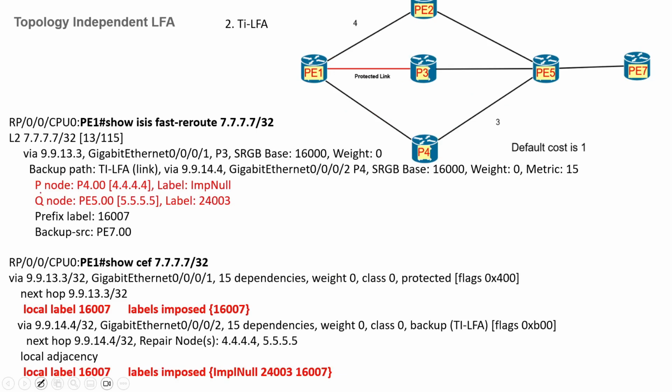So this is the case. P4 has become a P node, where we are using the implicit null because it's directly connected to PE1. PE5 becomes the Q node, where we are using the adjacency-sid, and this is the SAP entry for that one. So if a packet is leaving via the backup path, it's going to have these many labels. First one is implicit null for P4, second one is the adjacency-sid between P4 and PE5 allocated by P4, and last one is the prefix-sid for the PE7.